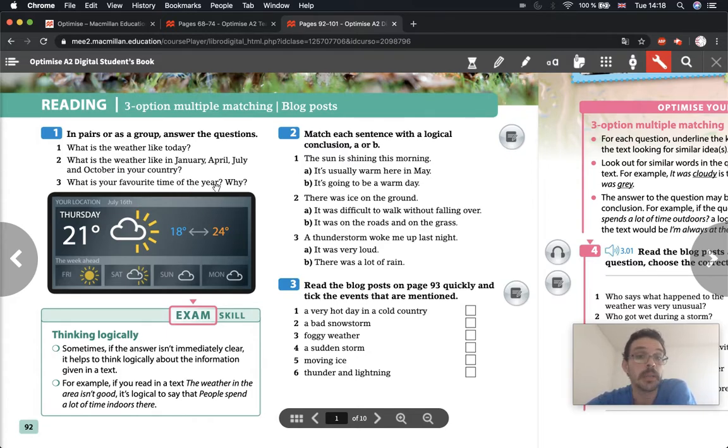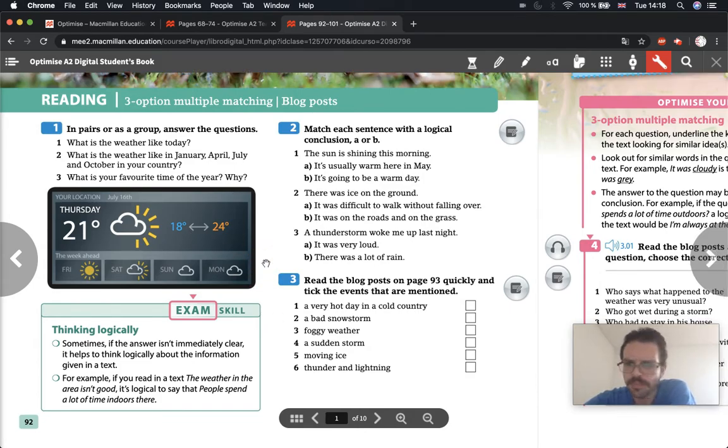And what's your favorite time of the year? Why? Well, I don't know about you, but for me, my favorite time of the year is summer because I enjoy the hot weather. I like going outside. So the idea of this is to get ideas and follow logical conclusions from things that we see in a text, stemming from the weather.